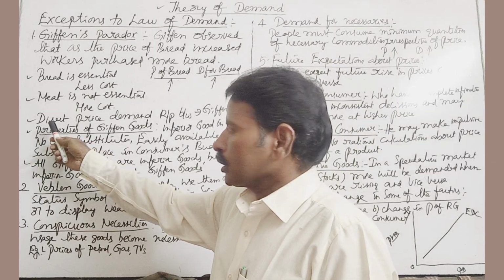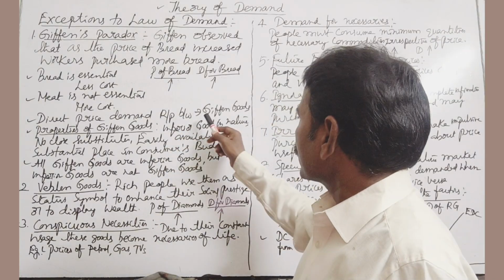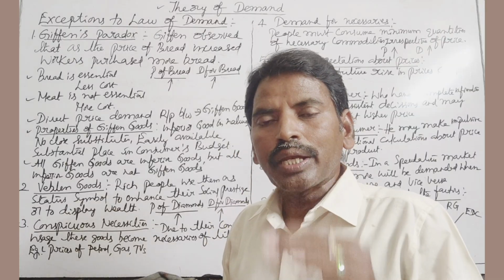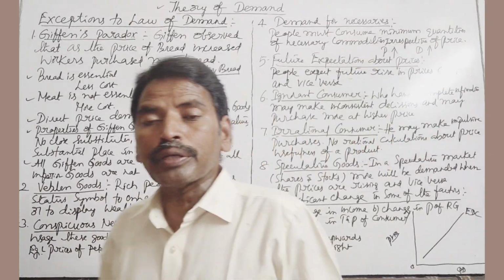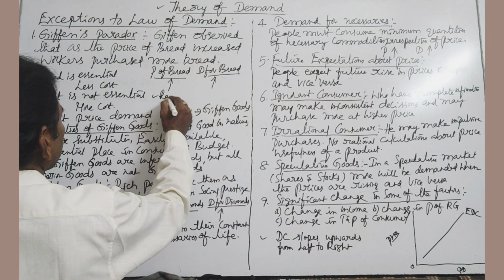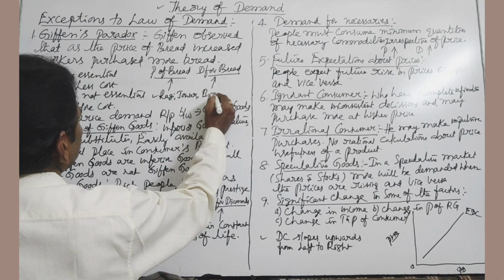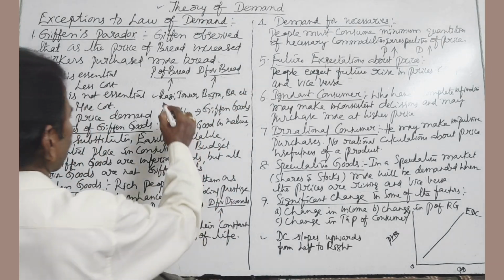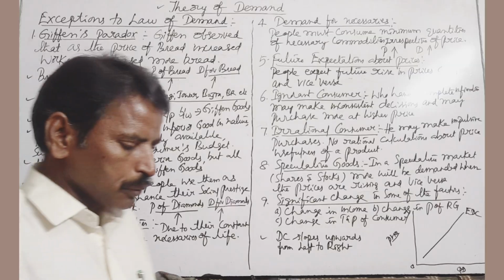Next, goods that exhibit a direct price-demand relationship are called Giffen goods. What are the Giffen goods? The Giffen goods are ragi, jowar, bajra, broken rice, etc. These are called Giffen goods.